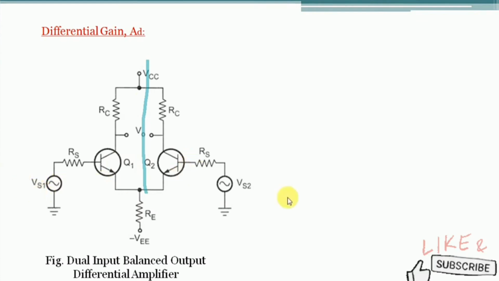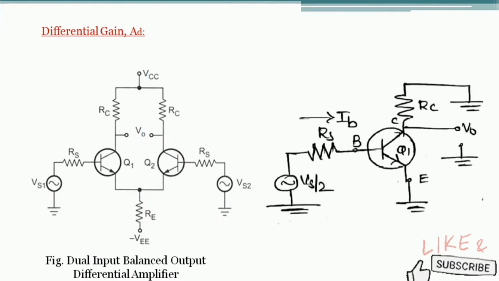Why? Because here these Vs1 and Vs2 input signals are the same in magnitude according to the theory. Okay, so with the help of the theory concept of differential mode gain of a dual input balanced output differential amplifier, with the use of a center tapped transformer, we are using the circuit in the half part like this. Okay, so we are simply considering only half of the circuit.